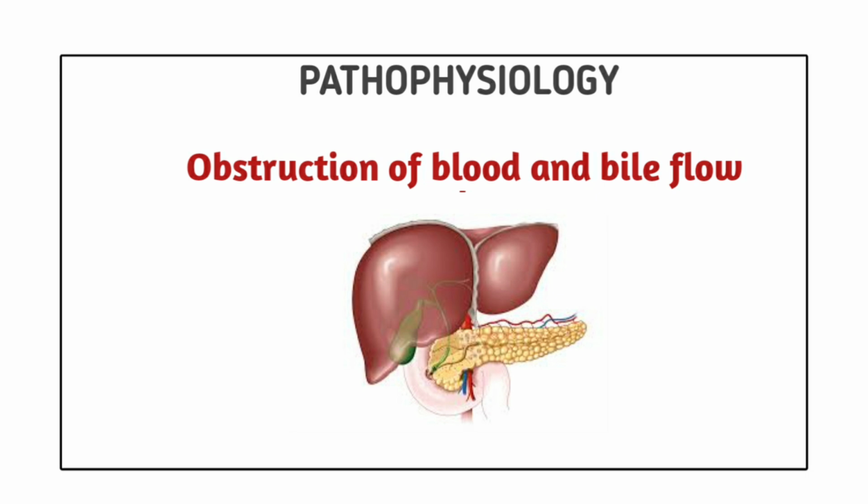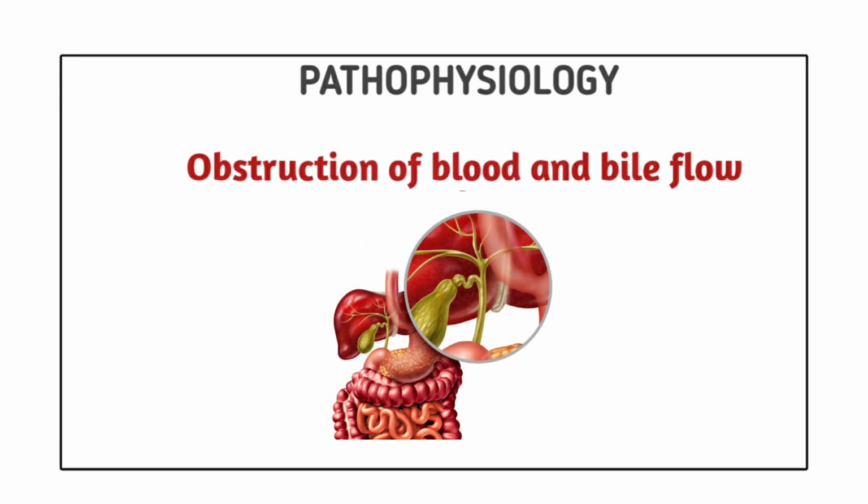This backup of blood causes a condition called portal hypertension, which can lead to serious complications like esophageal varices, swollen veins in the esophagus, and ascites, fluid accumulation in the abdomen. Obstruction of bile flow. The liver also produces bile, which is important for digestion. The scar tissue blocks the small bile ducts, causing bile to back up. This can lead to jaundice, yellowing of the skin and eyes.